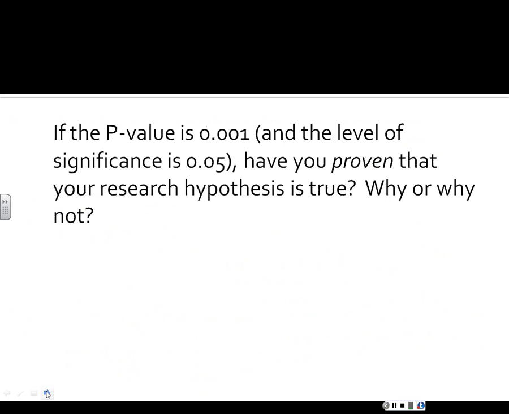Okay, so on the next one here, if the p-value is 0.001 and the alpha or level of significance is 0.05, have you proven your research hypothesis is true? You will reject HO. That's true. But there's always a chance of error. So the answer is no. There's always a chance of error. You've supported that idea, but proven is a little bit too strong of a word for what you do with statistics. You can have strong support or strong evidence supporting that, but not proof.